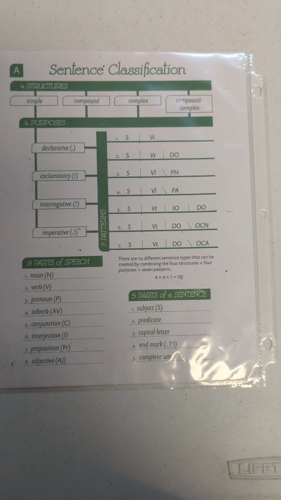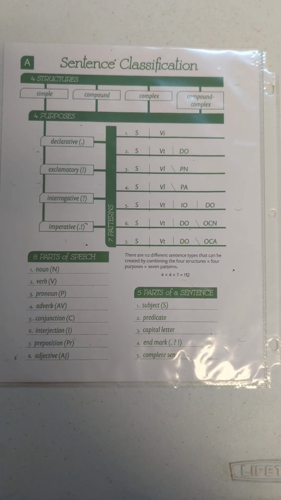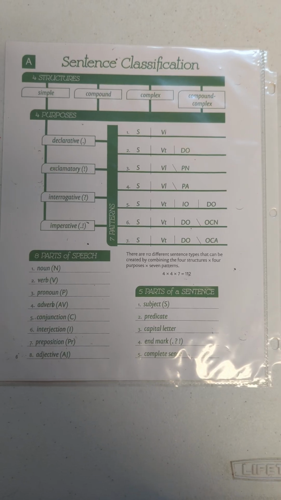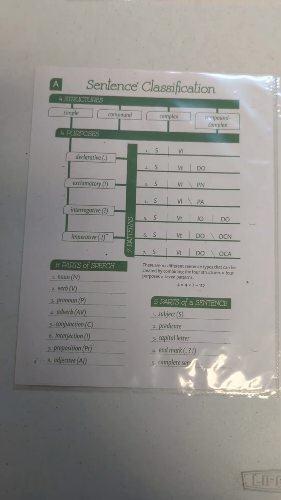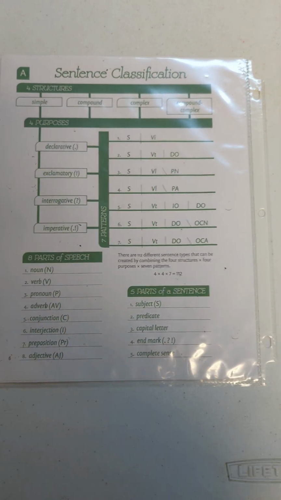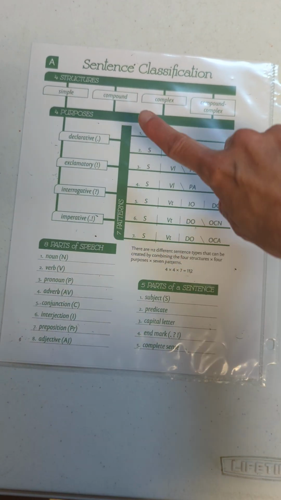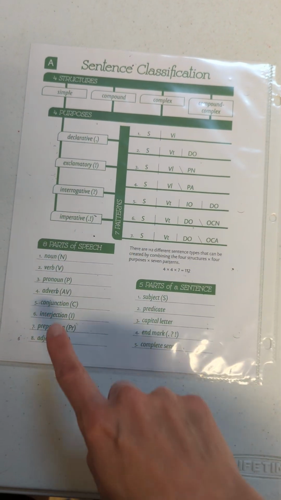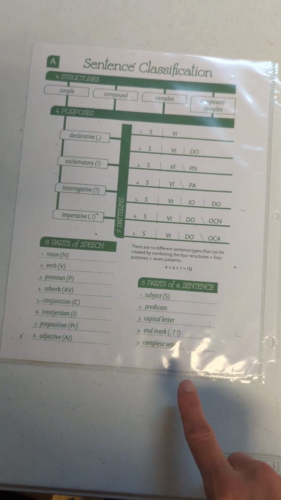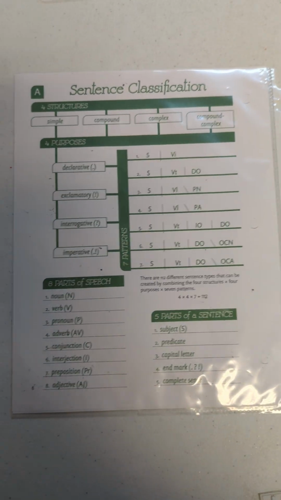Week 1 essentials, we'll be looking over chart A and chart B. Here I have chart A, the sentence classification chart. On here we have 4 structures, 4 purposes, 7 patterns, 8 parts of speech, and 5 parts of a sentence.